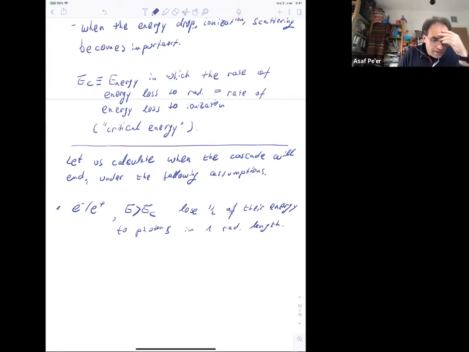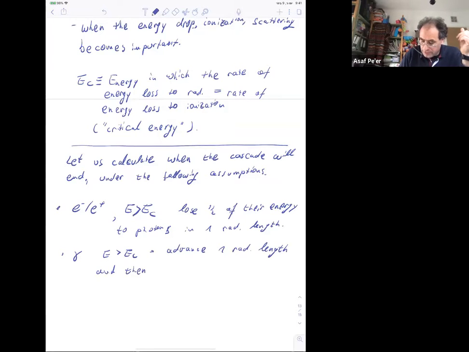And then we said that photons with E greater than E_C advance one radiation length, and then they create pairs. Advance one radiation length and create a pair, right? Of course, each one has half the photon energy.